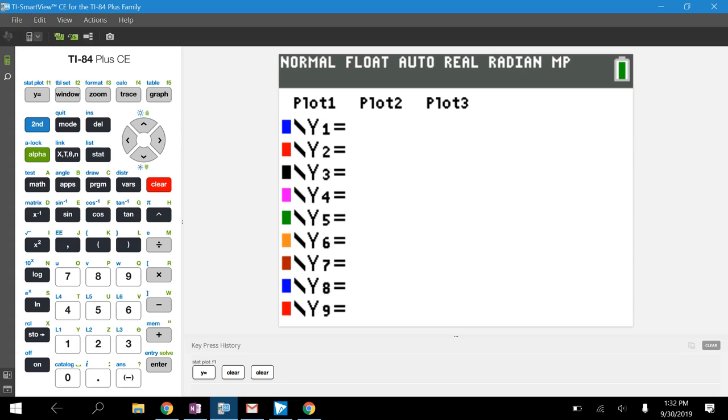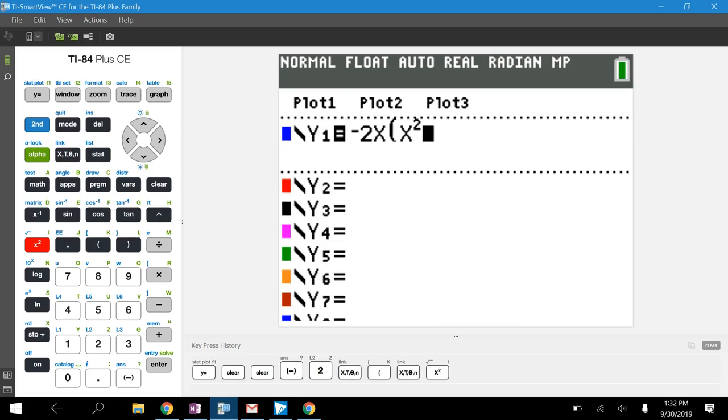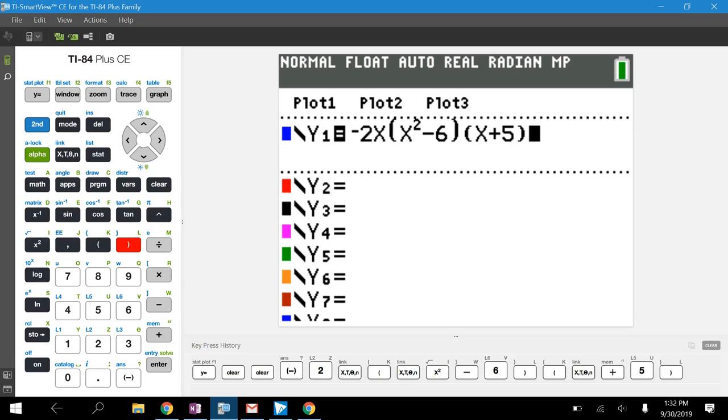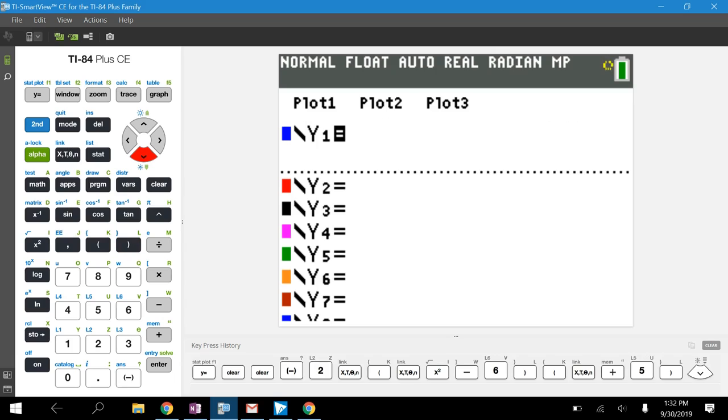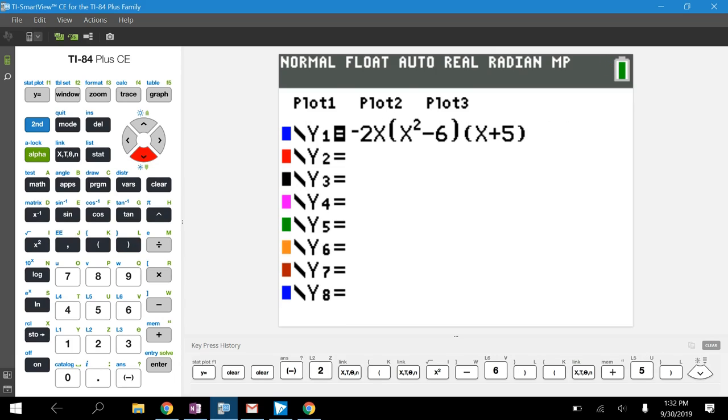So I'm going to type in negative 2x, parentheses, x squared minus 6, close it up, parentheses, x plus 5. Again, a really great tool in the future if you get stuck and it says, hey, find the equivalent one. You can type all these in. Now type in your answer.